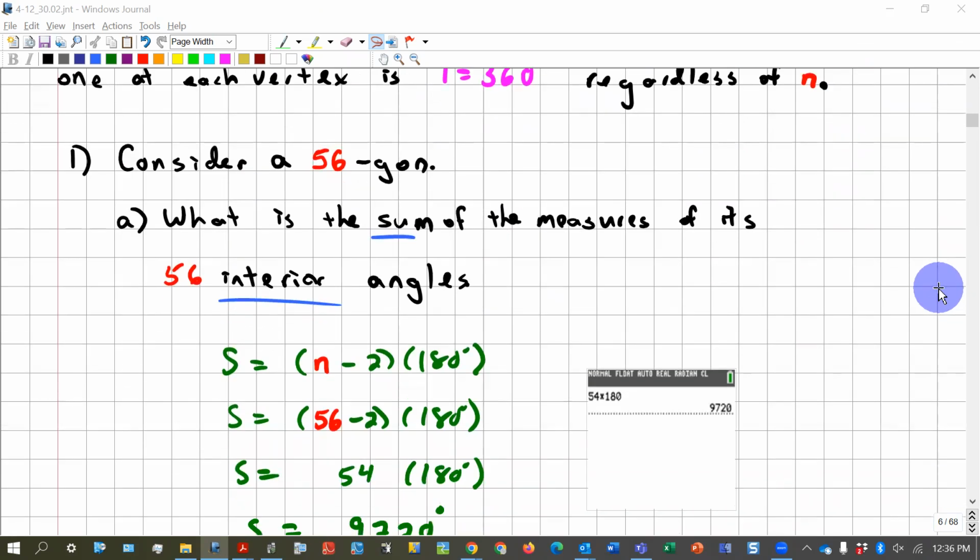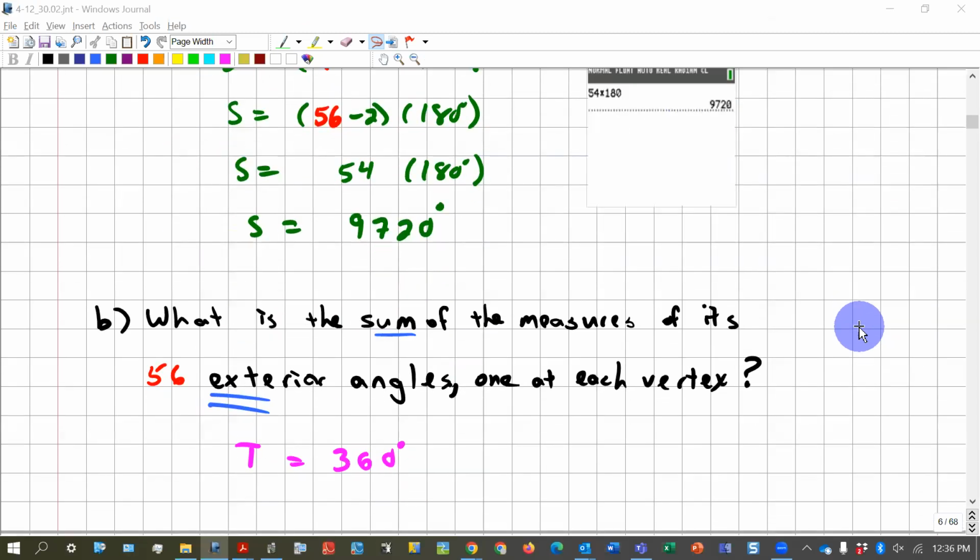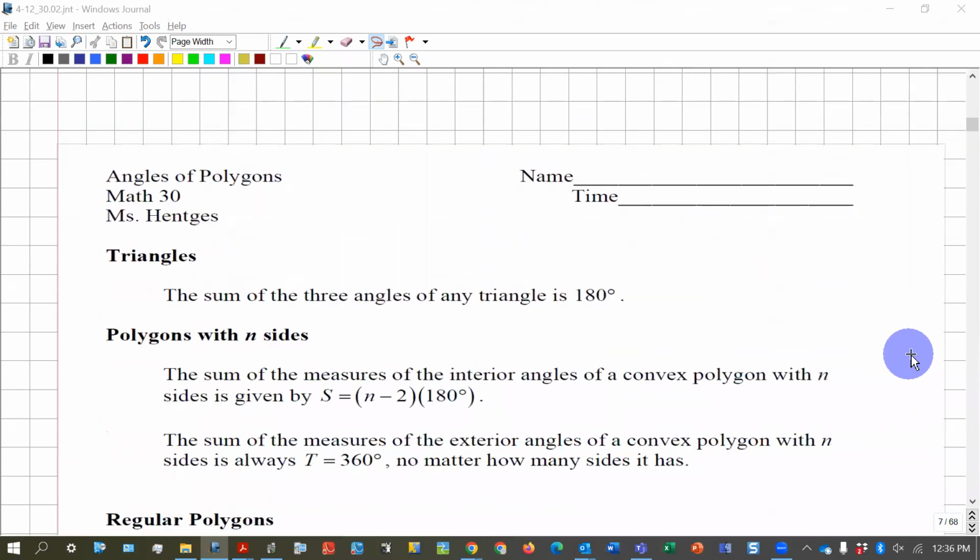So if we have a 56-sided polygon and we want all of the interior angles added together, we end up taking 54 times 180. If we want all of the exterior angles added together, that doesn't depend on how many sides we have. It's always 360.